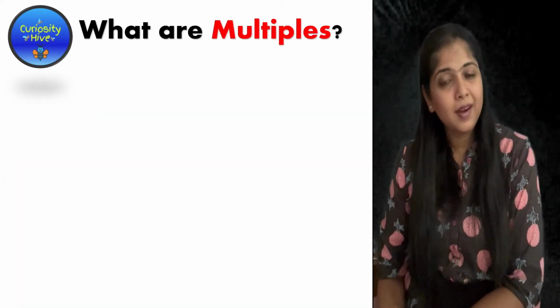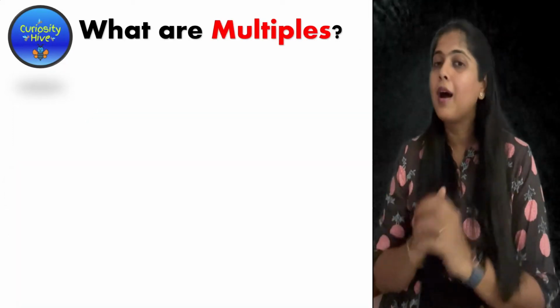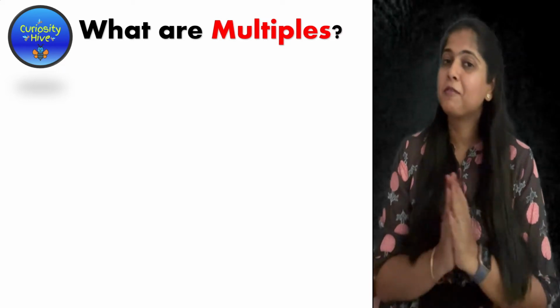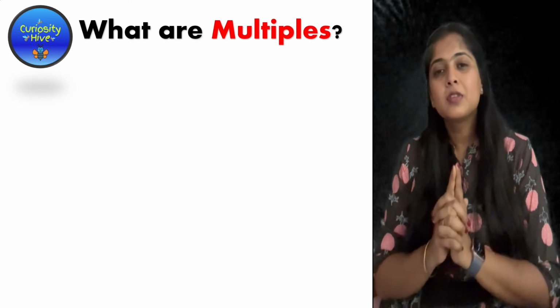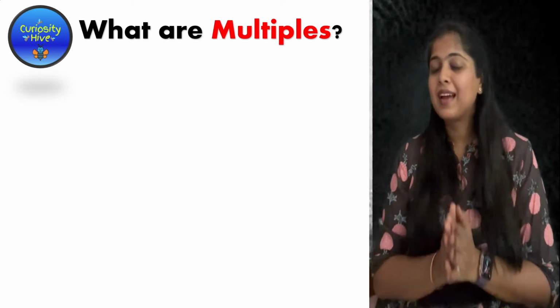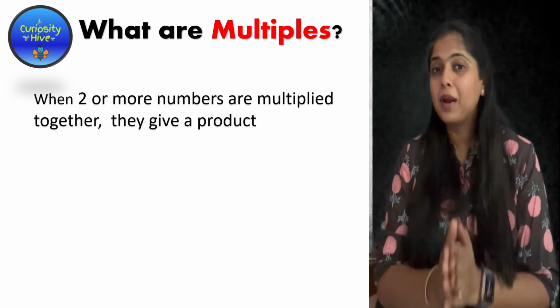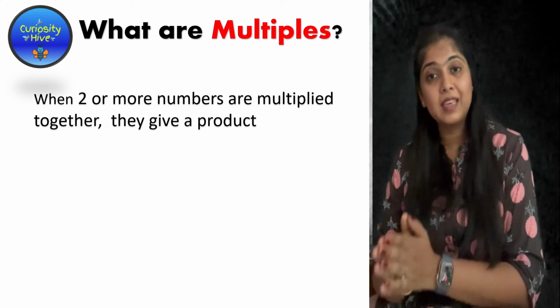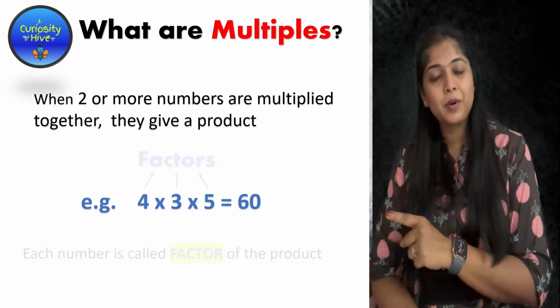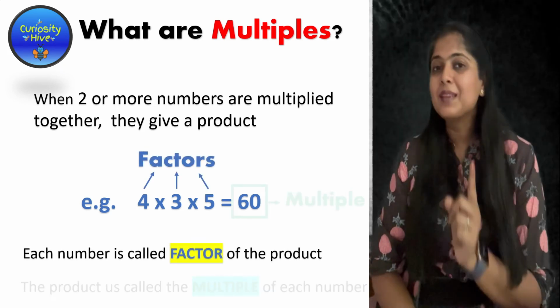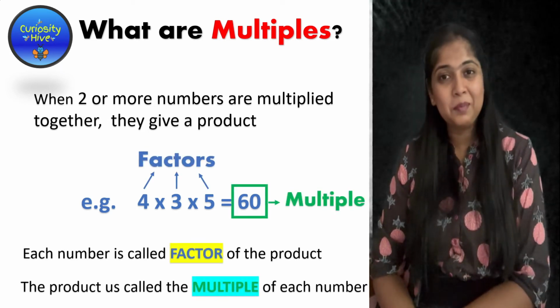Well, in this part, we are going to cover what are multiples. Remember, factors and multiples go hand in hand. So let me just repeat the definition: when two numbers are multiplied with each other and they give a product, these two numbers are the factors of the product and the product is the multiple of these two numbers.